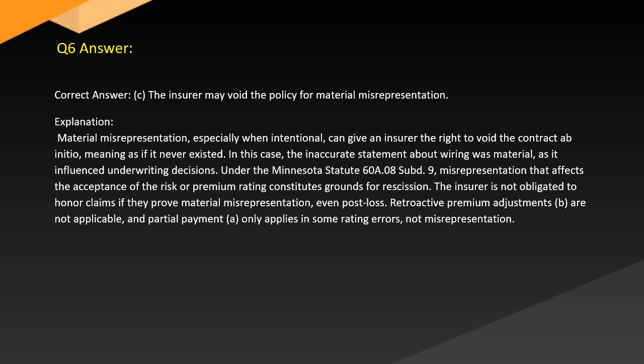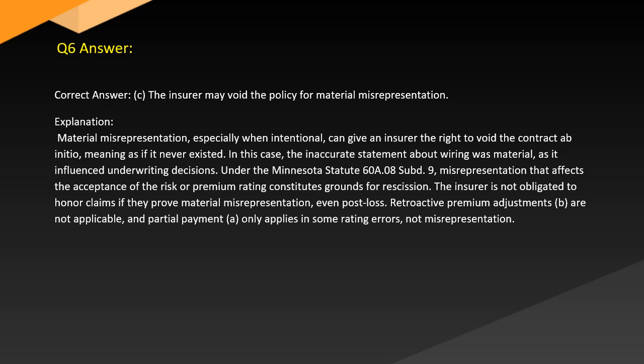Answer. Correct answer: C. The insurer may void the policy for material misrepresentation. Explanation: material misrepresentation, especially when intentional, can give an insurer the right to void the contract ab initio, meaning as if it never existed. In this case, the inaccurate statement about wiring was material, as it influenced underwriting decisions.